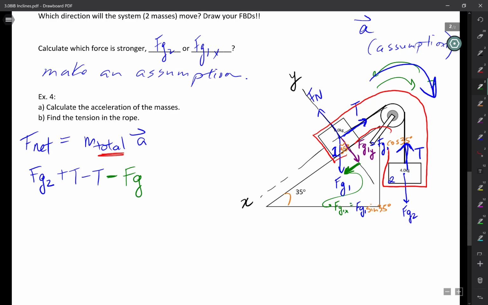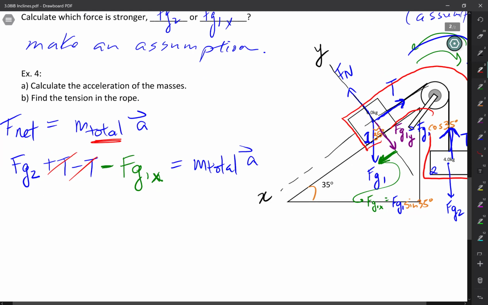I have to subtract Fg1x, but only the x component, not the entire weight, because only part of the weight is doing the pulling down part. And this is equal to my m total times the acceleration of my whole system. My T's go away, of course. So let's put a few things in. We know that Fg is equal to mg, so a few things can be substituted in there. And I also know that Fg1x I already found over here, so let's do some substitution.